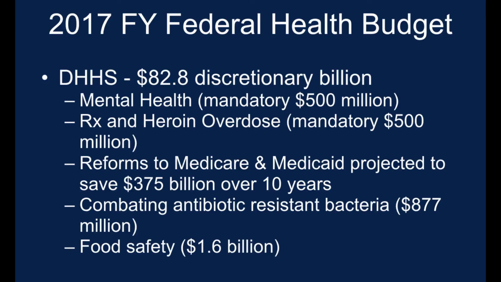The U.S. Department of Health and Human Services, or DHHS, oversees all health-related activities at the federal level. Remember from earlier slides that this funding is mandatory funding. However, some of the funding is discretionary, and the Secretary of DHHS has proposed $82.8 billion in discretionary spending for the fiscal year 2017. Here are some examples of how that money is proposed for spending.